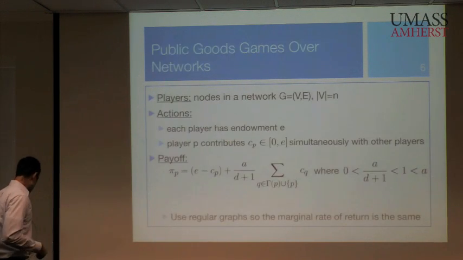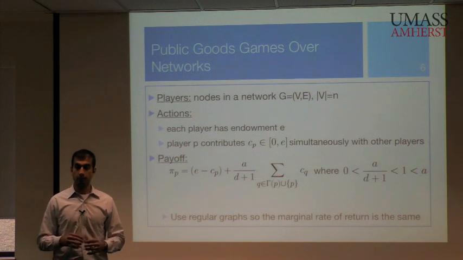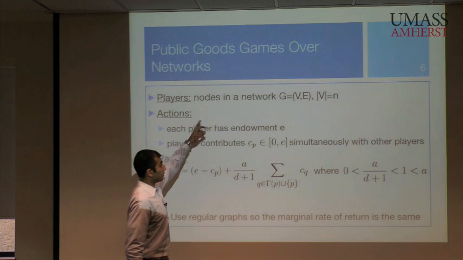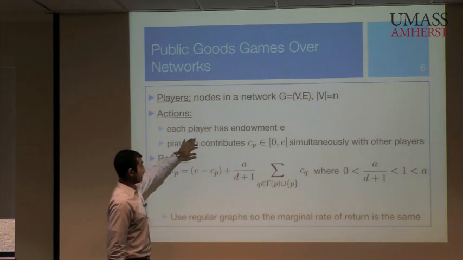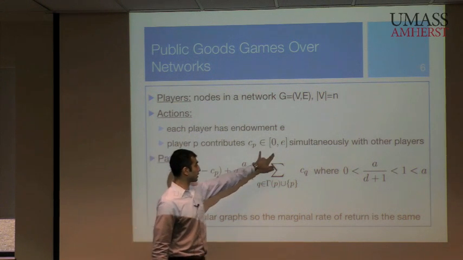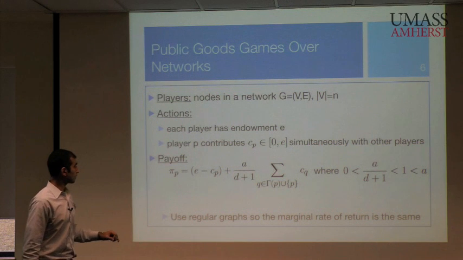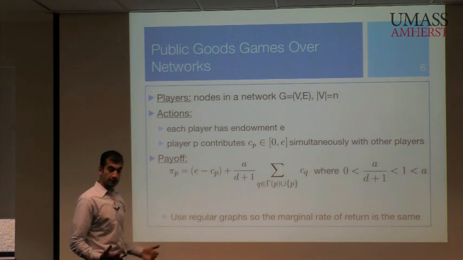Okay, so now how did we change the standard public goods game to the network setting? Now the players are nodes in a network. There's n of them again. Again, each player has an endowment E, and each player P contributes some amount between 0 and E simultaneously with all the other players. So far, it's the same. The payoff to player P is their endowment minus their contribution. That's how much they decided to keep.